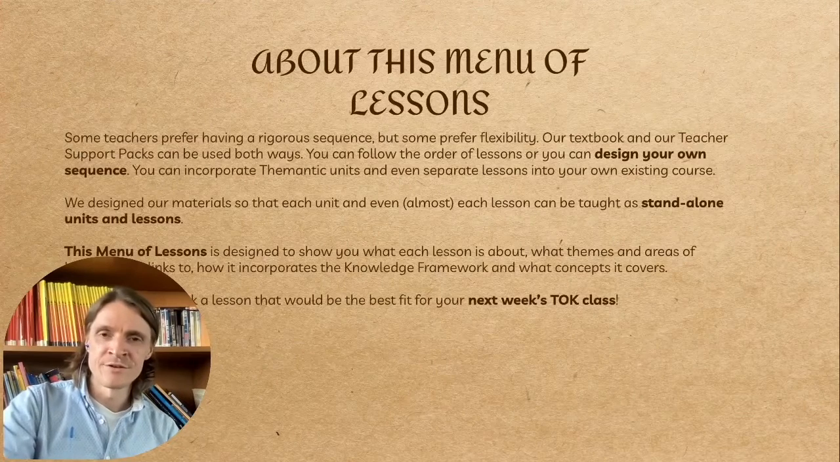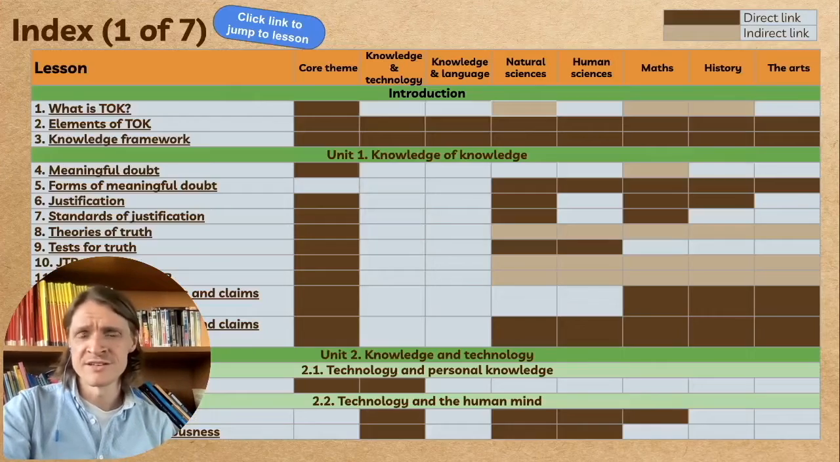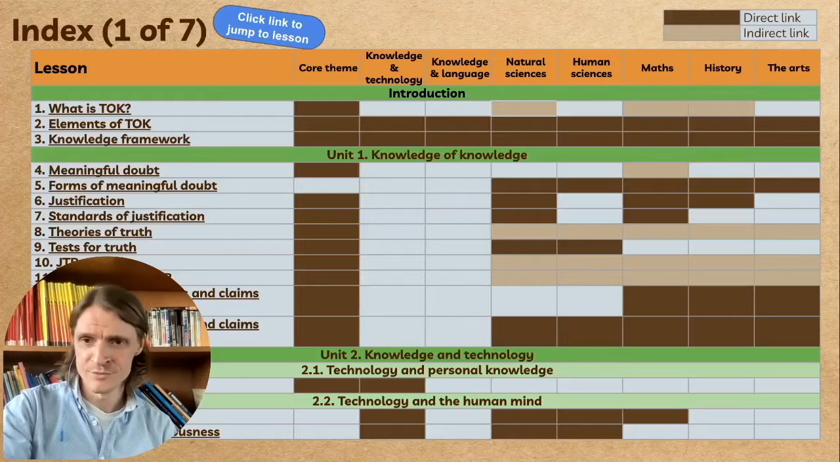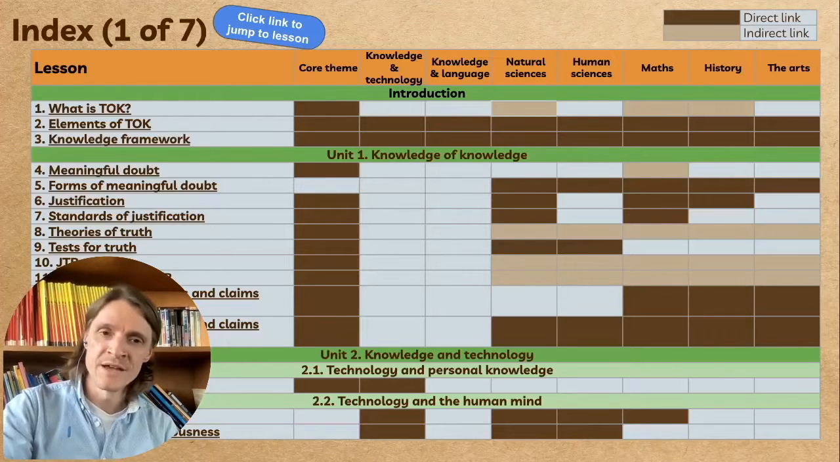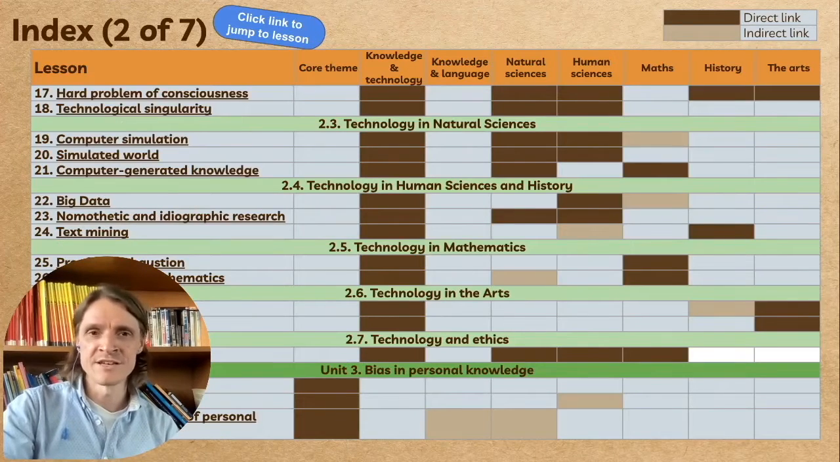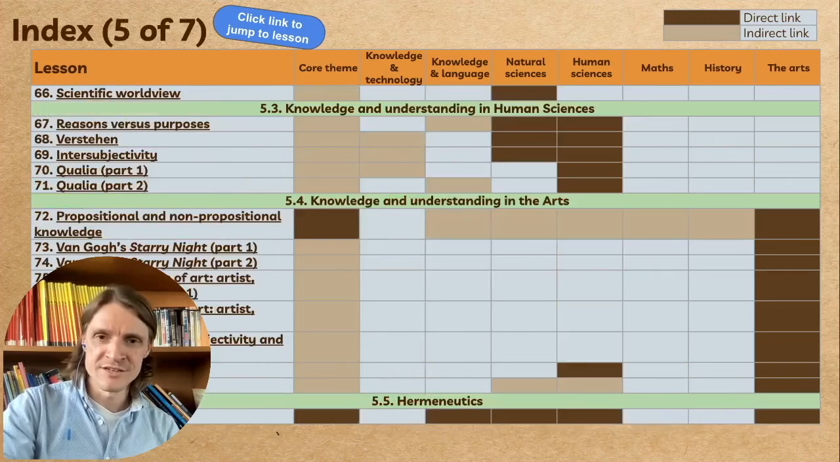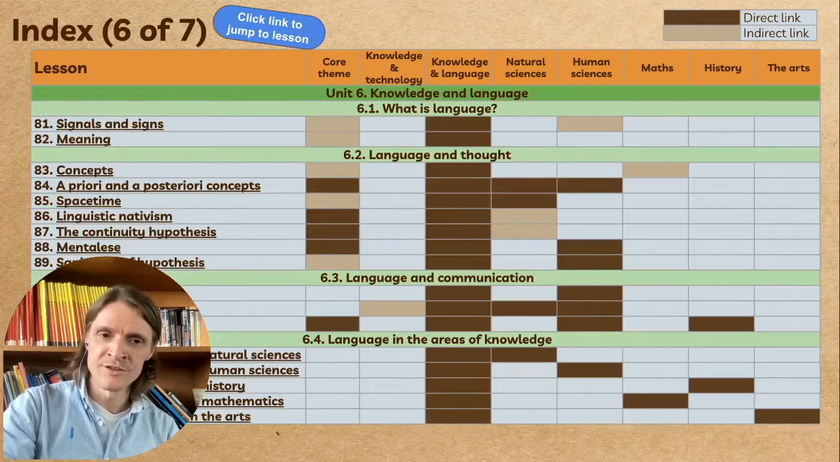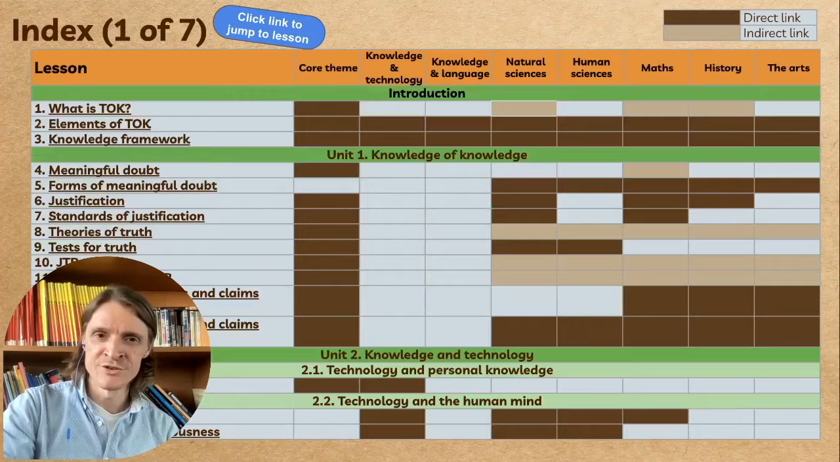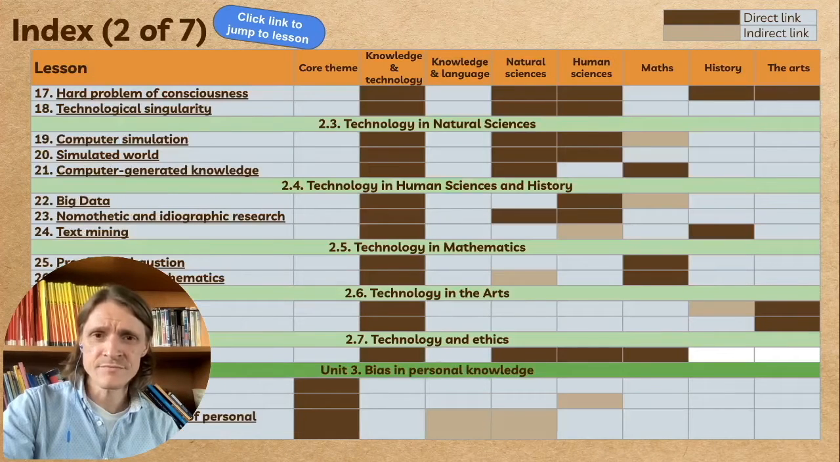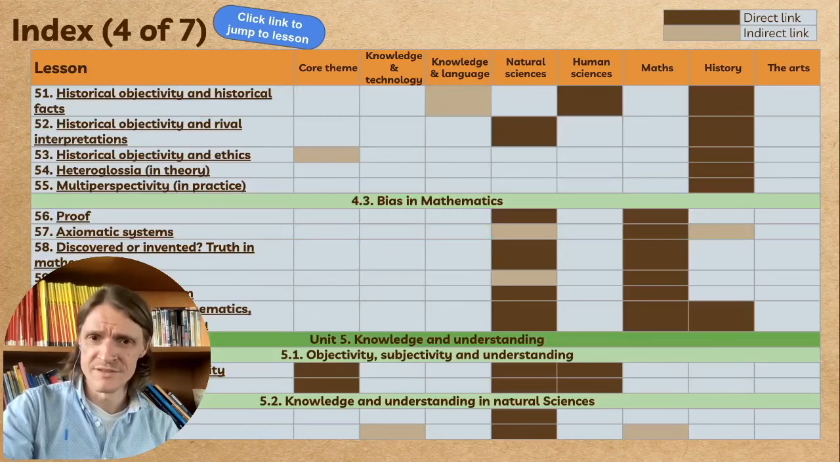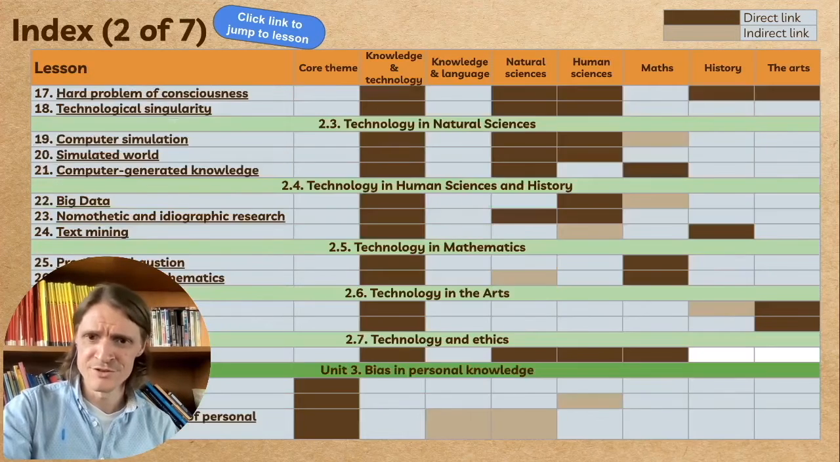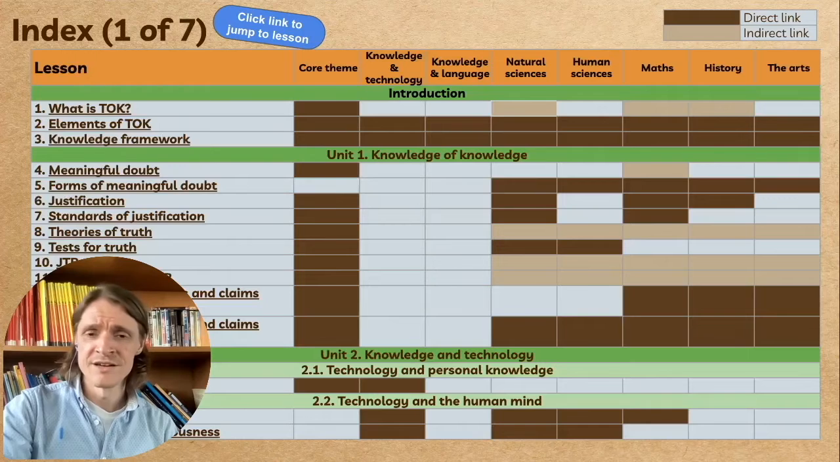I talk a bit about our TOK resources and how they're designed here, and why we made them the way we made them. I talk a bit about this menu of lessons here, and then here we go. This is basically an index of all the lessons that are included in the book. There's a total of 97 of them, and they're broken down into thematic units such as knowledge and knowledge, knowledge and technology, bias, knowledge and understanding, and things like that.